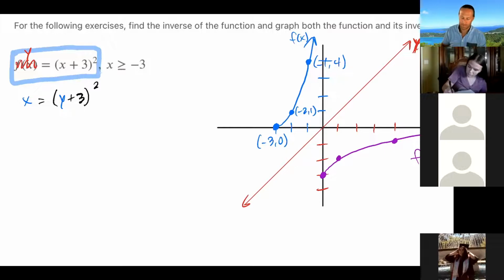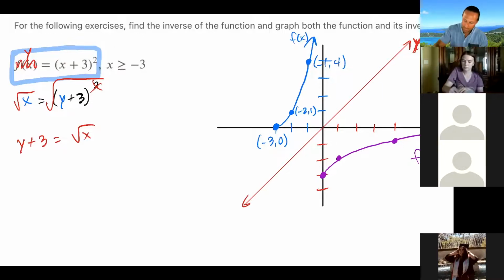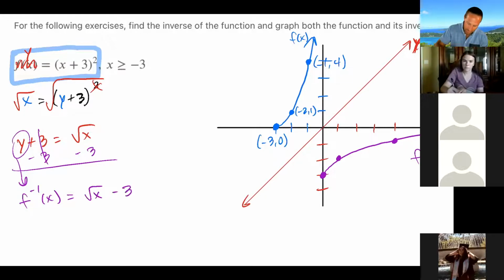Now, what's going to be my first step? Take the square root to undo the squaring. And that now gets that y plus 3 out, and then I'd have the square root of x. Then careful, my last step would actually be to subtract 3. And that would be my inverse function, my y. But it would be the square root of x and then -3. Make sure that you do not force that -3 underneath it.